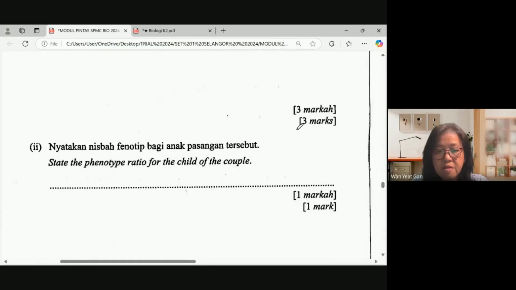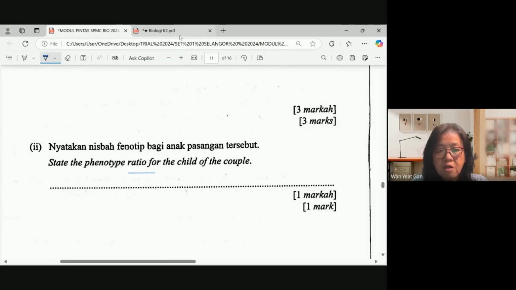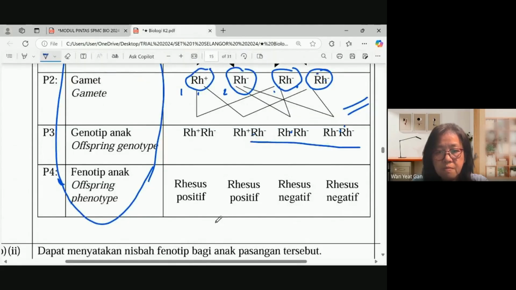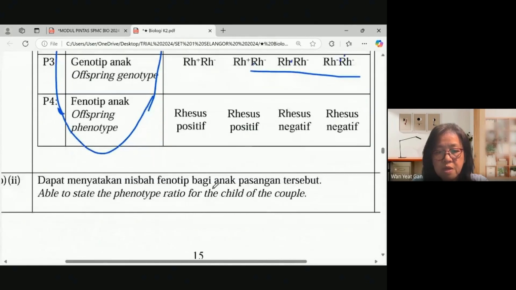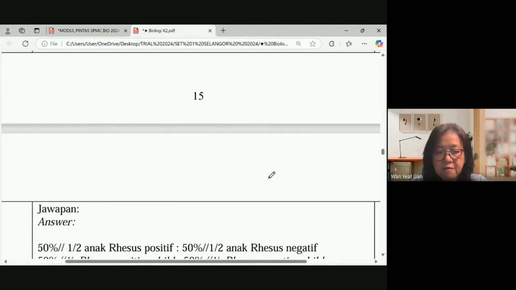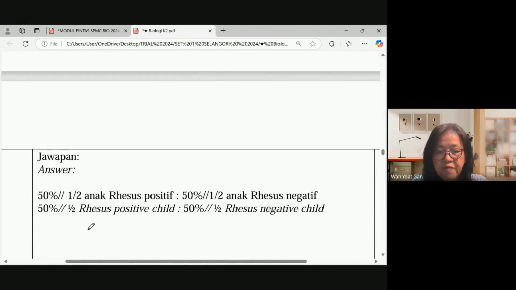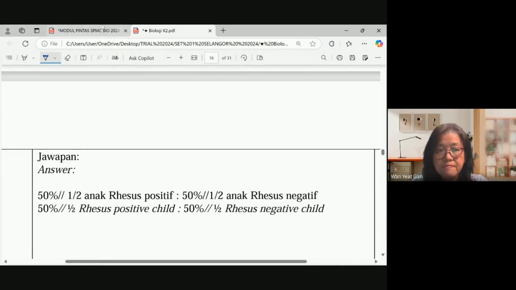So the total mark is 3 marks. State the phenotype ratio for the child of the couple. So here the ratio you can see is 50% positive, 50% negative. So 50% he will get a rhesus positive child, another 50% will be a rhesus negative child.